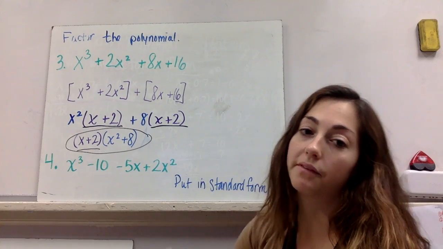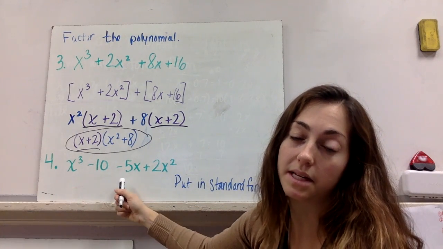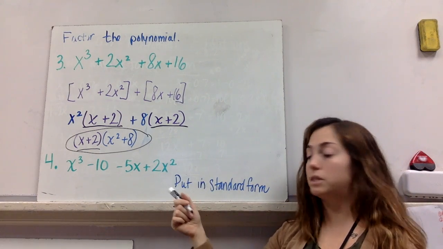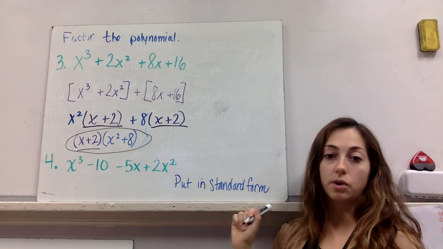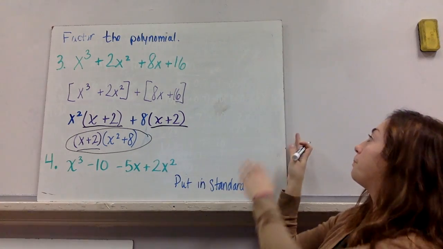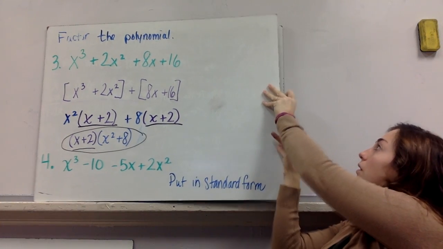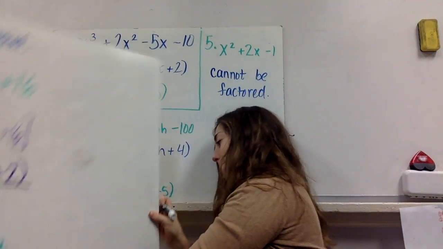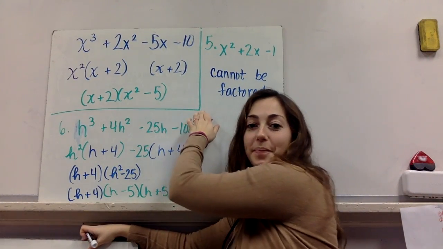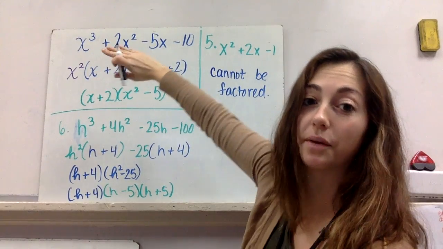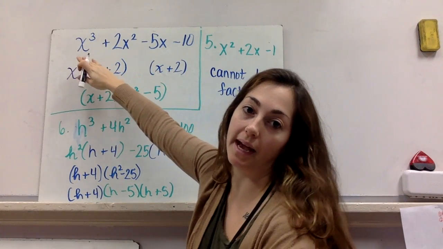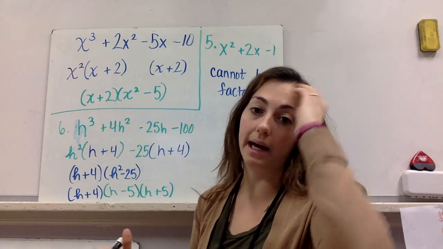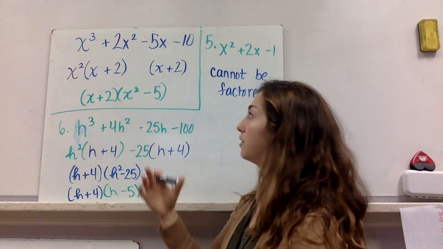Number 4, I've got x cubed minus 10 minus 5x plus 2x squared. Now, you can't move further until you put this in standard form. So go ahead and put it in standard form. Okay, almost done. It's all good. So when you put it in standard form, you get x cubed plus 2x squared minus 5x minus 10. That way, we can still continue to do this factoring business.